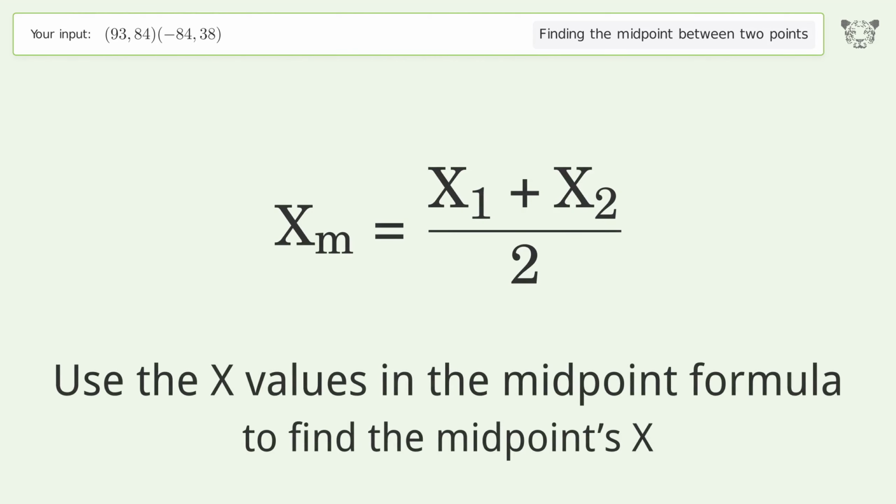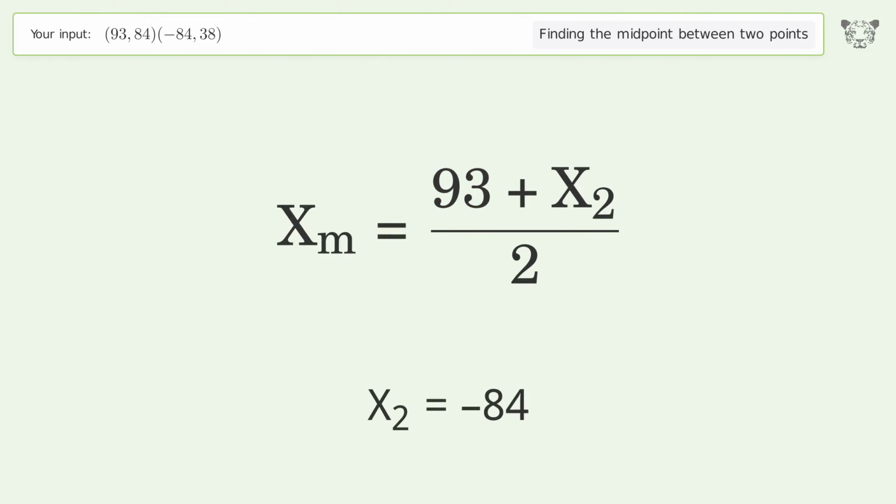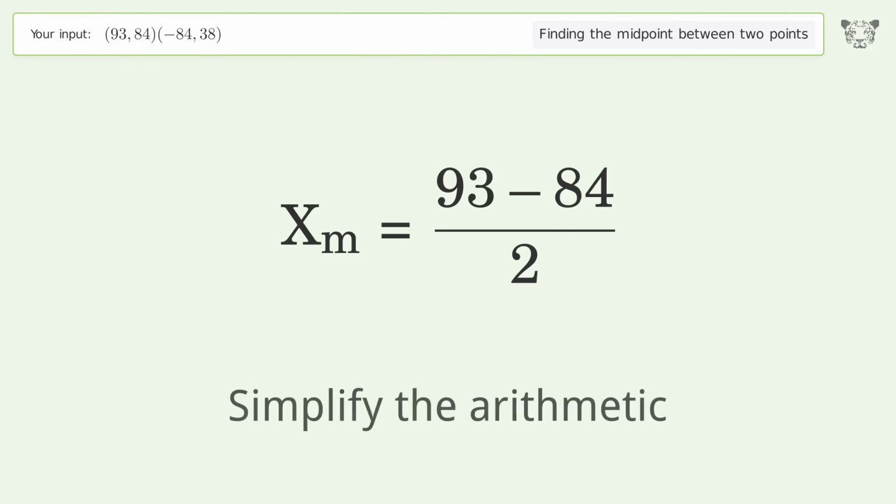Use the x values in the midpoint formula to find the midpoint's x. x1 equals 93. x2 equals negative 84. Simplify the arithmetic.